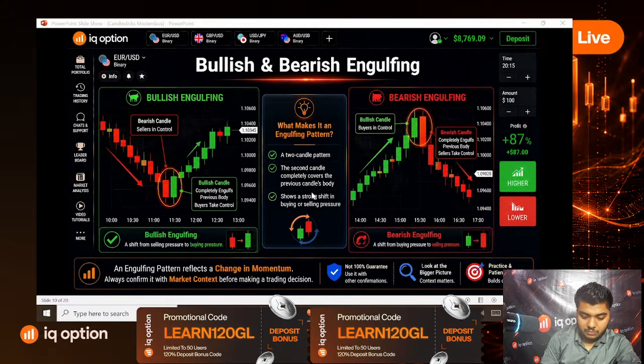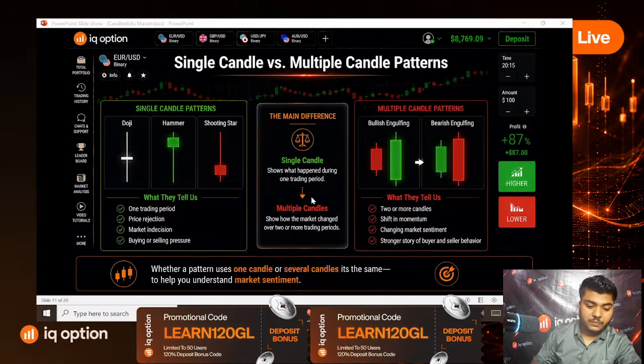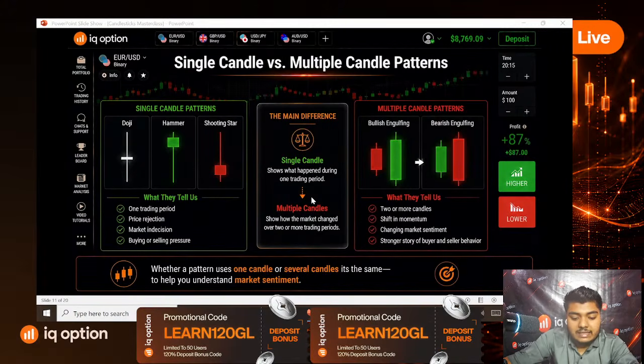So let's move to the next topic. Our next topic is about single candle versus multiple candle patterns. We already discussed this one. So far we have learned different candlestick patterns. You may have noticed that some patterns are made of one candle while others need two or more candles.